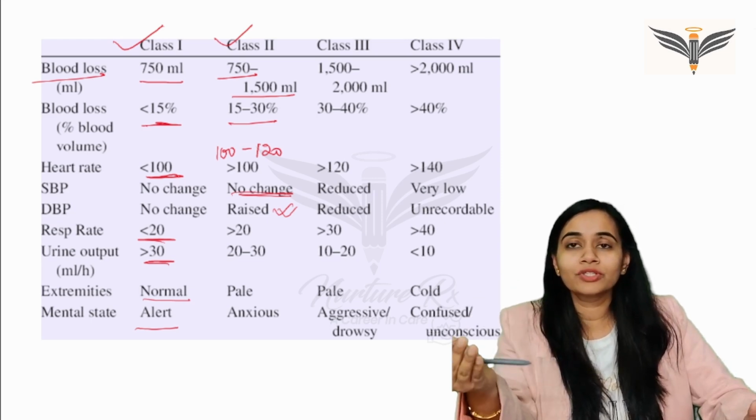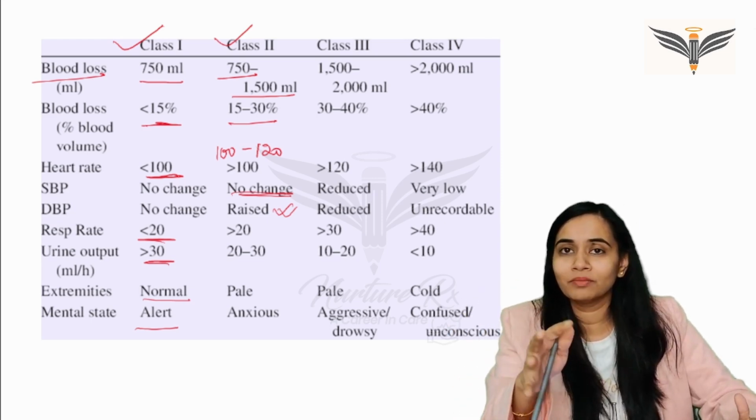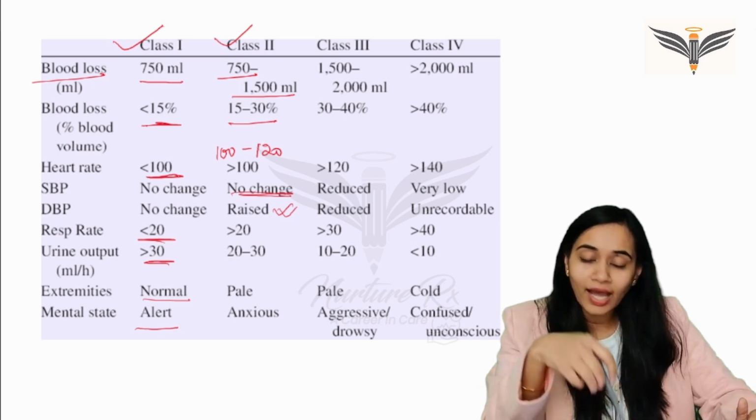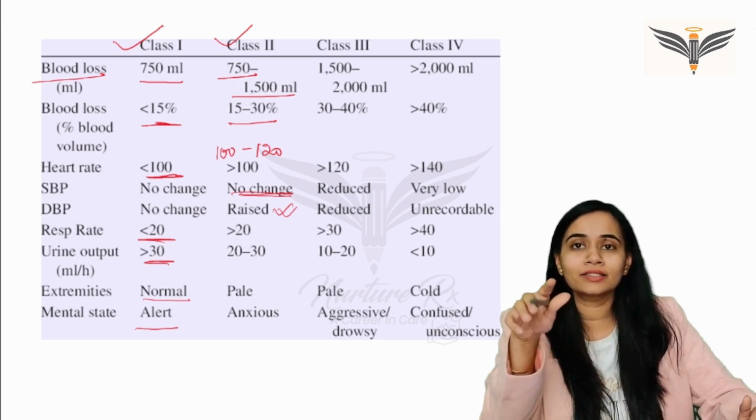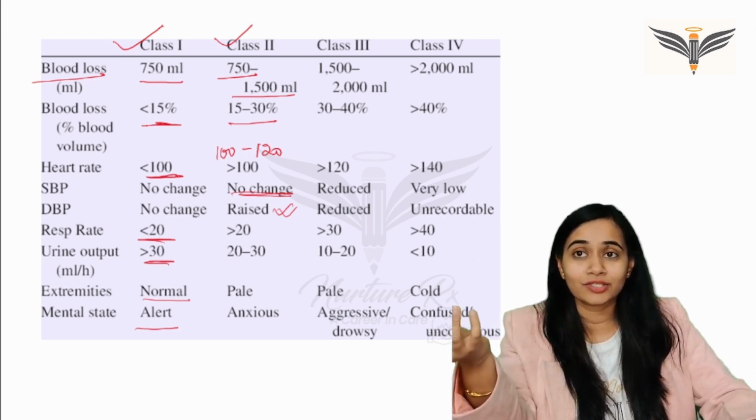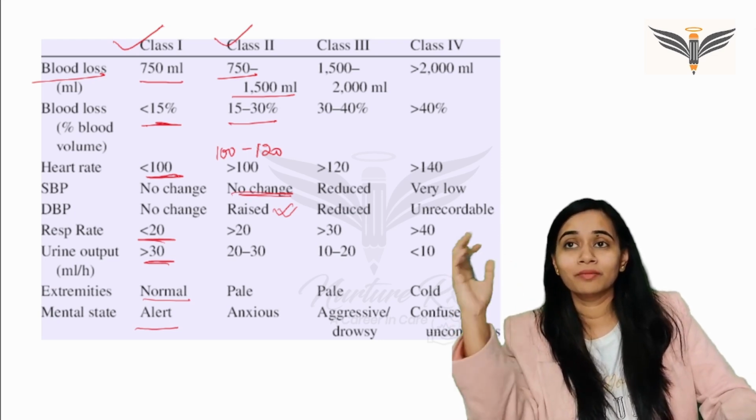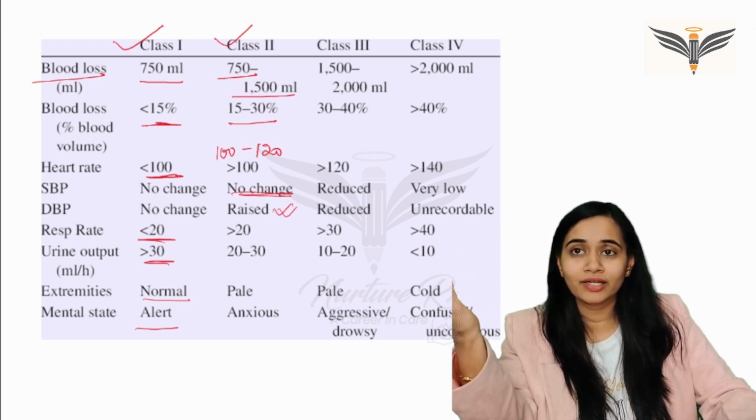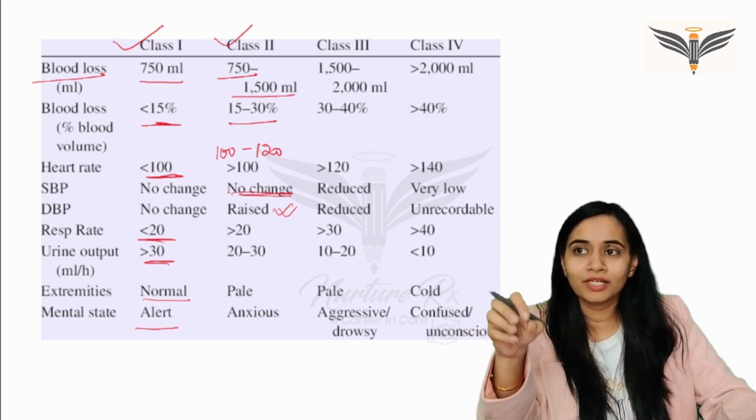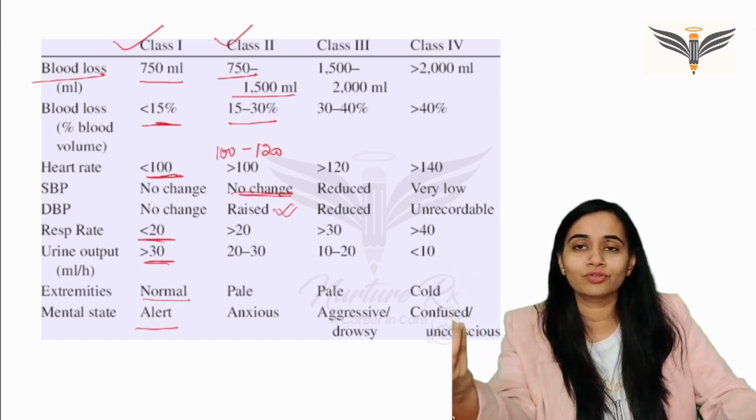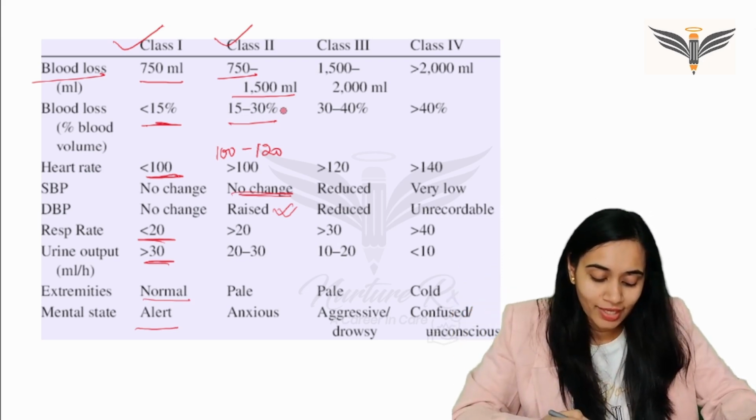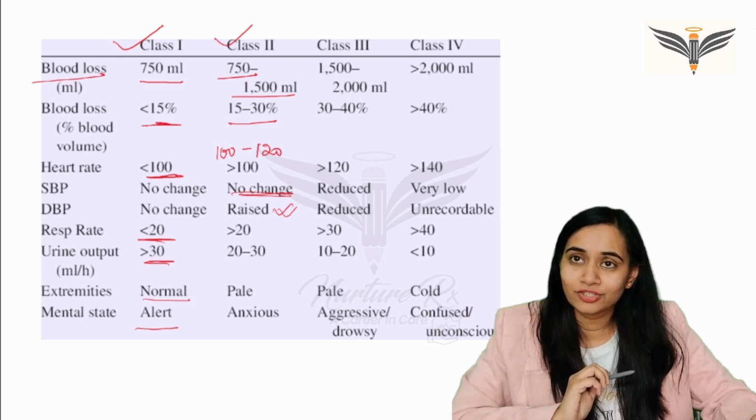Extremities: now if you see the patient, the palms will be pale, the conjunctiva will be pale. And the patient will be restless. The patient will be anxious. He won't be as alert. He might be slightly disoriented, but he will be anxious. There will be a loss of confidence in the patient. If you ask him anything, he might or might not answer properly. Okay, so these are the features of class 2.